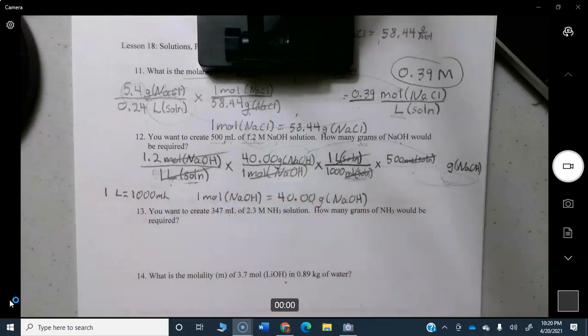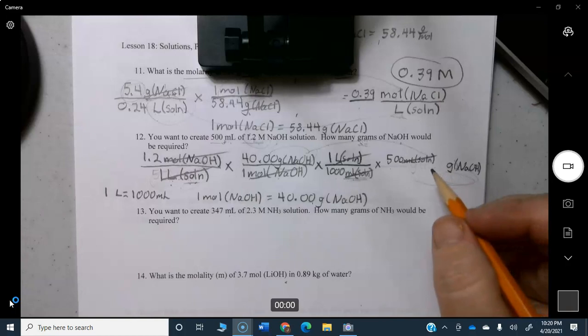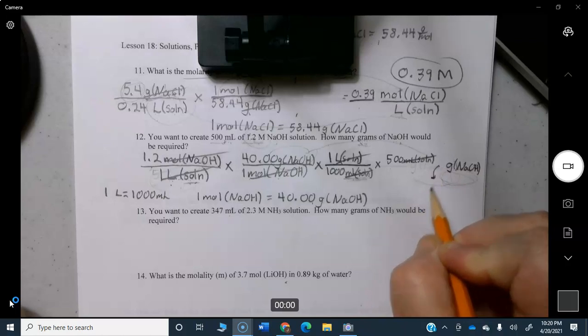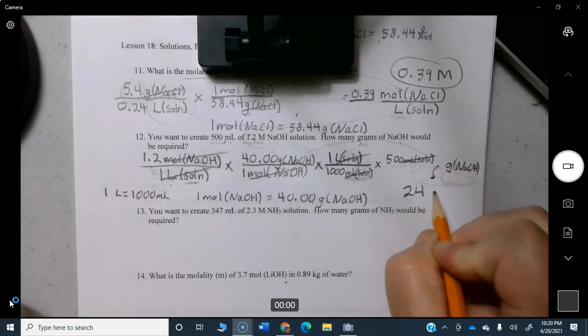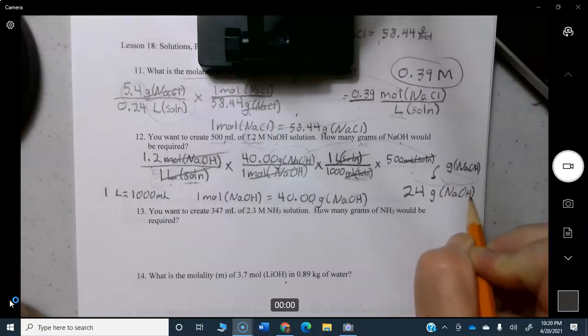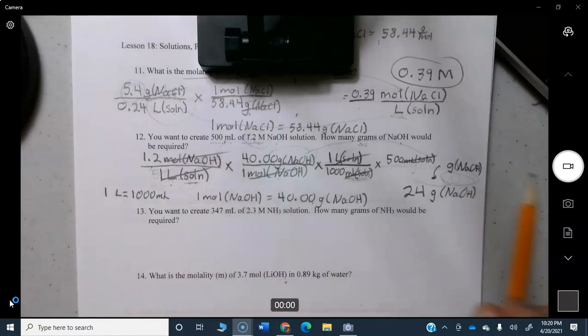So now it's going to be 1.2 times 40 times 1 times 500 divided by 1 divided by 1 divided by 1,000. And that gives us exactly 24. The two significant figures, so I'm going to leave it at that. I didn't leave myself a lot of space here, so I'm going to write it down here. So it's 24 grams of NaOH. So that's how much you have to weigh out on your scale, and then mix in to make 500 milliliters of solution in order to have a 1.2 molar solution. You need that many grams of NaOH.